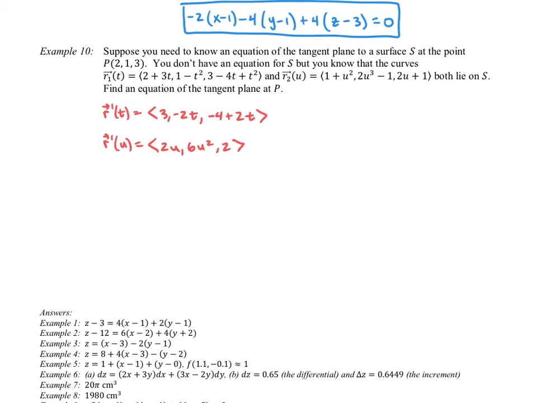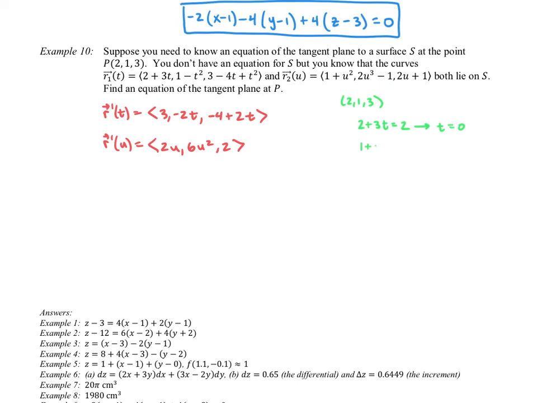Again, we have the point (2, 1, 3), so we have to dig through what is t and what is u, because both of these curves go through this point. For the first curve, 2 + 3t must equal 2. What that means is that t must equal 0. Let's make sure this works. 1 - t² must equal 1, so t has to be 0. 3 - 4t + t² has to equal 3, and if t is 0, it equals 3. So t is equal to 0. That's pretty obvious. Okay, let's tackle the next one.